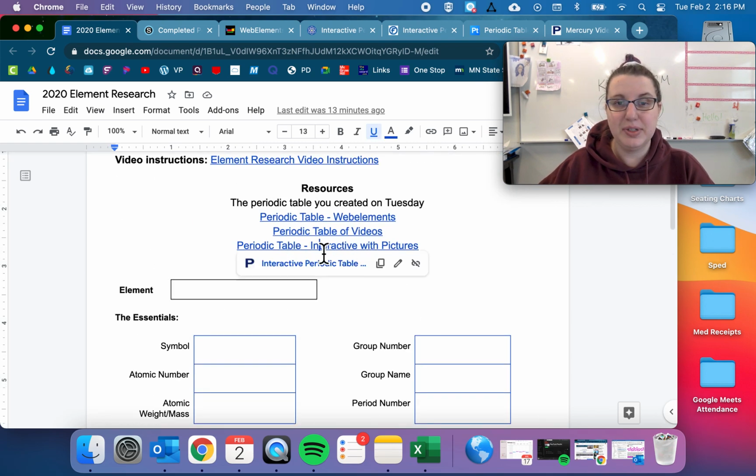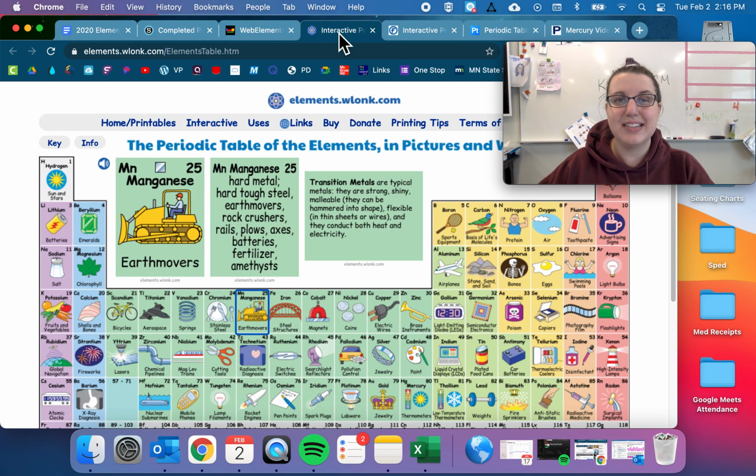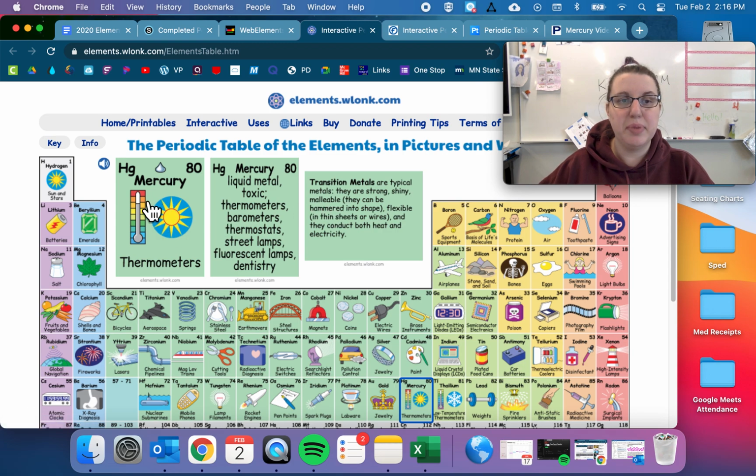And then we have the periodic table interactive with pictures. That's this one right here. So again, I'm going to click on my element, and it's going to show me some pictures. And it's going to tell me some things it's used for and some description. So it's a liquid metal. It's toxic. Toxic would be a good characteristic. It's in thermometers, barometers, thermostats, street lamps, fluorescent lamps, and used in dentistry, and so these are some things it's used in. And then it also tells you its group as well, so group name, so in this case it's transition metals. And so that is that resource, another super handy one.